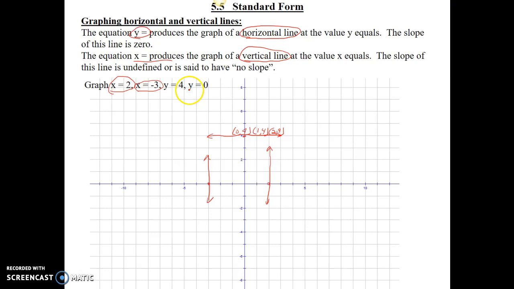So here's a kind of interesting one. y equals 0. Well, where does y equal 0? Well, right here, and it's going to be a horizontal line, but it's actually going to turn out to be right on the x-axis. And in fact, y equals 0 is the x-axis.